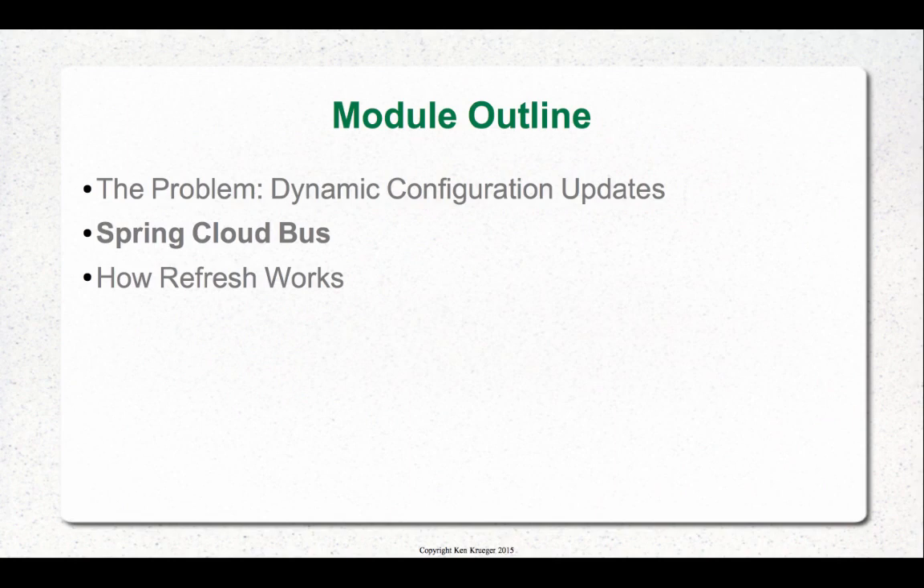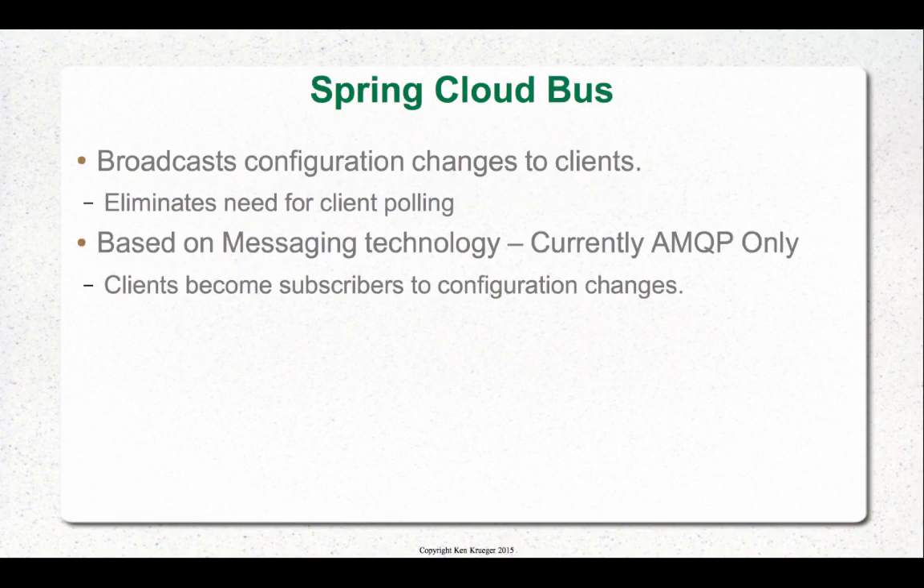So with that introduction out of the way, let's explore Spring Cloud Bus. Spring Cloud Bus is a solution that enables a Spring Cloud config server to broadcast changes to Spring Cloud clients. As such, it eliminates any need for clients to poll the service periodically. It is based on messaging technology, and at the time of this recording, which is early to mid 2015, the only supported brokered technology is AMQP, but perhaps others will come in the future. Basically, the Spring Cloud config server publishes messages to the broker, and the clients become subscribers to the changes.